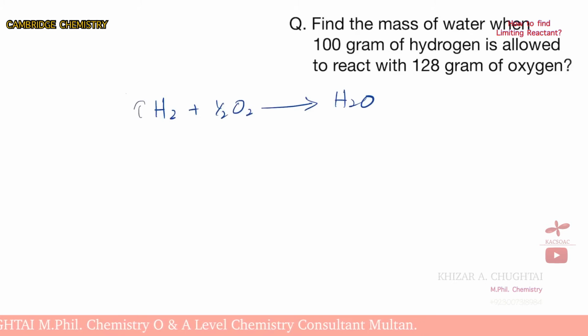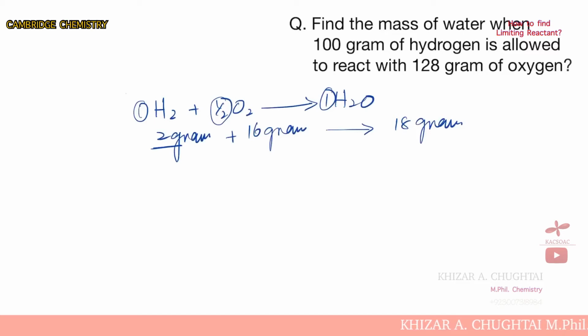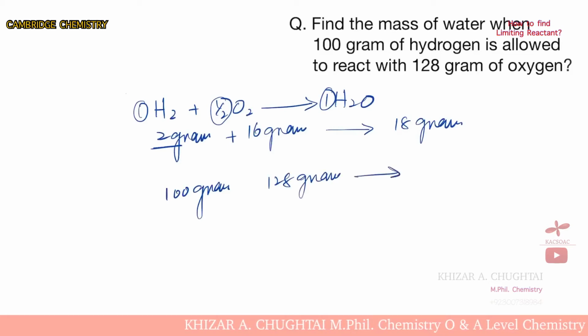Here in this equation, 1 mole of H2 is going to react with half mole of oxygen, yielding 1 mole of water. As far as their masses are concerned, according to this balanced chemical equation, 2 grams of hydrogen react with 16 grams of oxygen, yielding 18 grams of water. Now in the question, we are using 100 grams of hydrogen and 128 grams of oxygen.